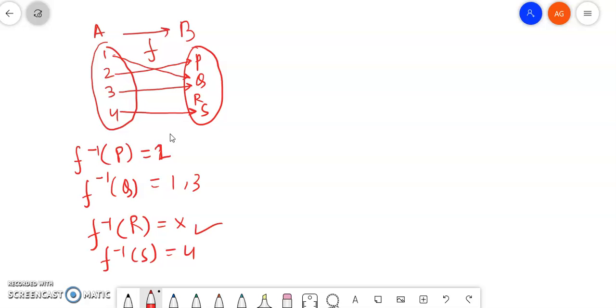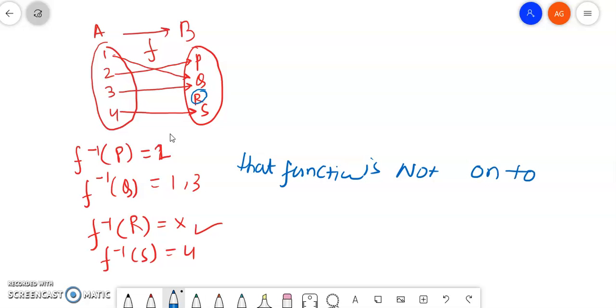Here, R has no pre-image in A. That function is not an onto function.